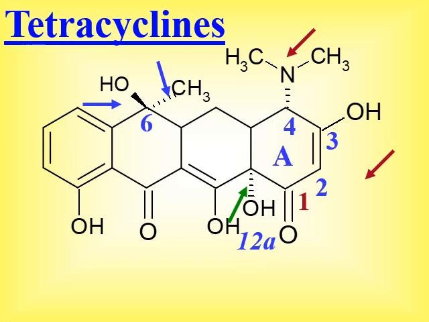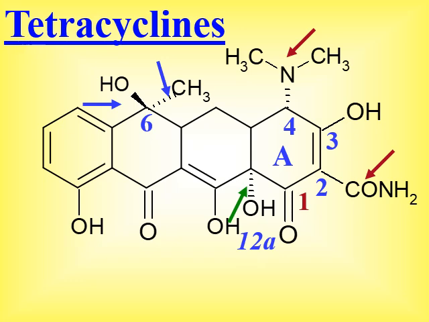In addition to the four ring of tetracycline cycle, at position number 2 we have an amide, and at carbon number 4 we have a dimethyl amino. These are shown by the red arrow. In the 6th position we have methyl. As you see here, it is below the plane, while the hydroxyl group at the carbon is above the plane.